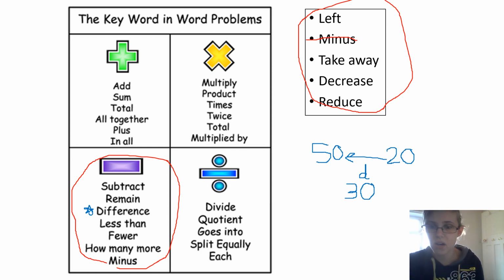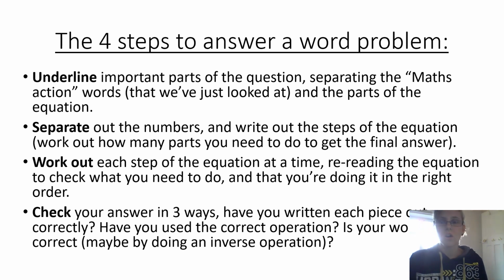Let's try the first one. Okay, before that, of course, the 4 steps to answer a word problem. Big reminder, I'm going to speed through it because we did it last week. Number 1, underline the important bits. We did that in a beautiful blue last time. Number 2, separate out the numbers. So that means picking which bit you're going to do first, which bit you're going to do second. That's all about organisation. We numbered those last time.